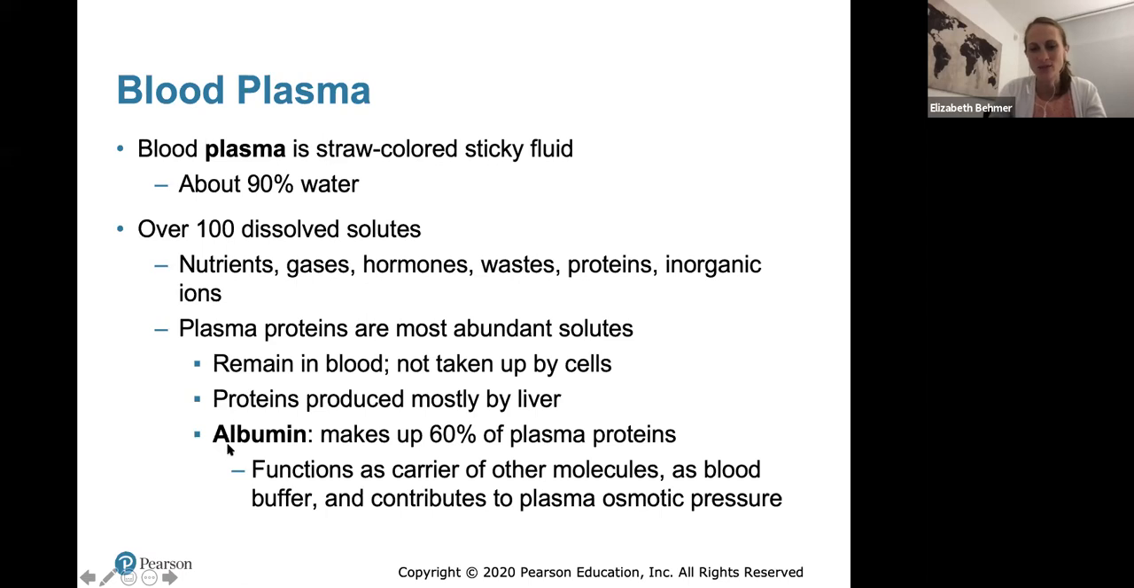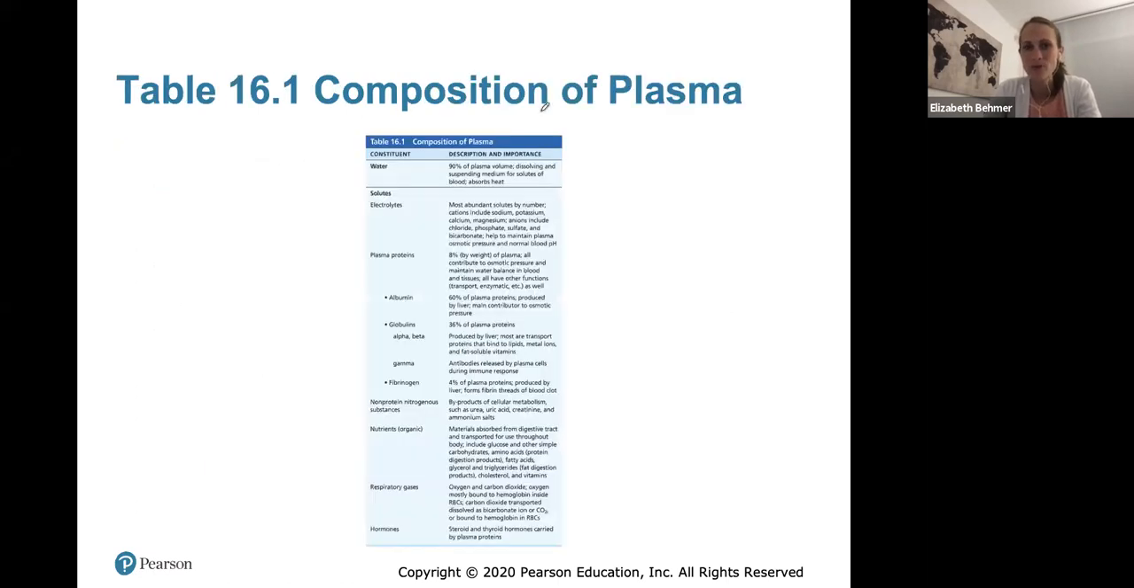One thing that would be good to know is that albumin is the most prevalent or common plasma protein, and it just functions as a carrier of other molecules, a blood buffer, and contributes to the plasma osmotic pressure. So here's a composition of plasma. Again, it's mostly water. Albumin is the most common plasma protein.